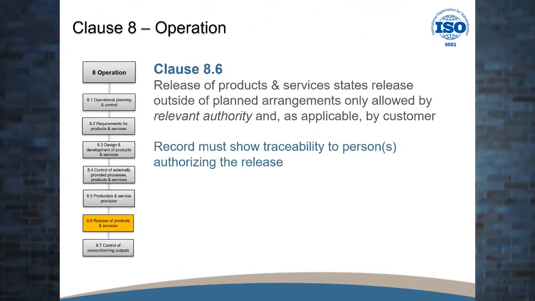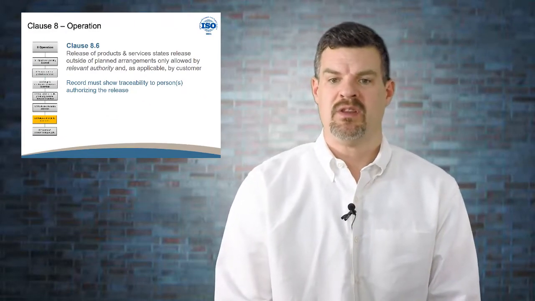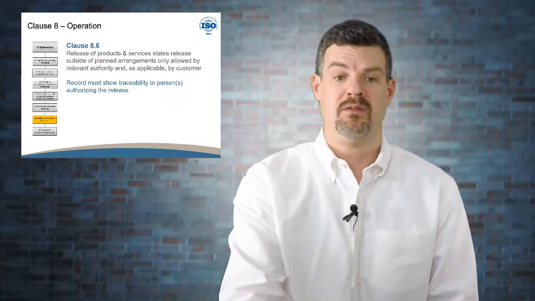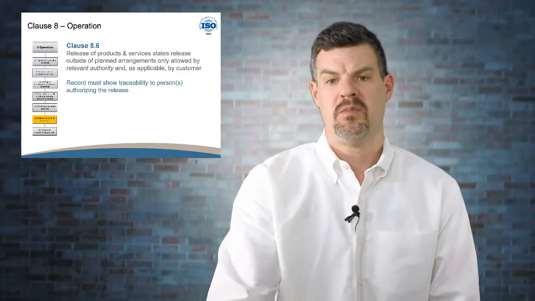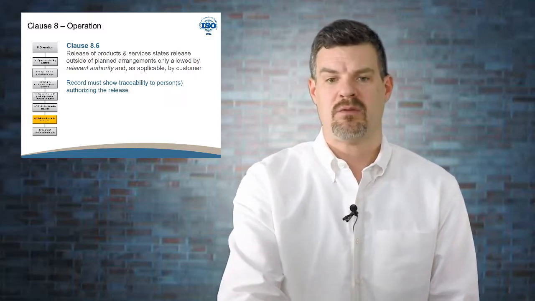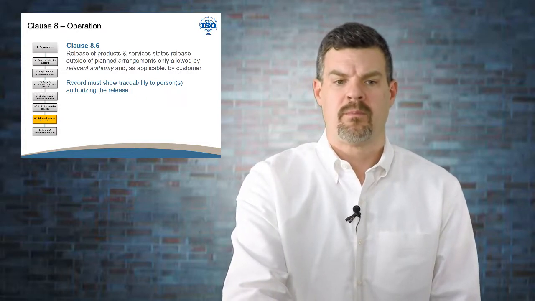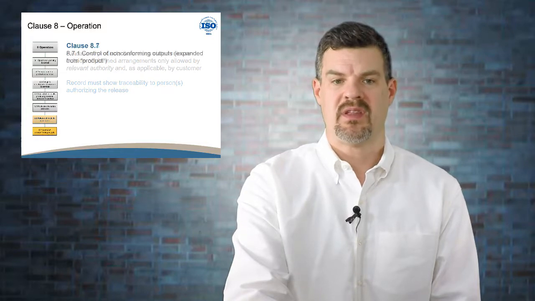There needs to be a record. It must show traceability to the person or persons authorizing the release. Again, I like that. Too often it's, oh, Joe said that I can release this, but there's no record that Joe says that you can or cannot release something under deviation. But now that's a requirement as a part of the record for release of the product, and just maintaining that traceability. I think that's a good thing.